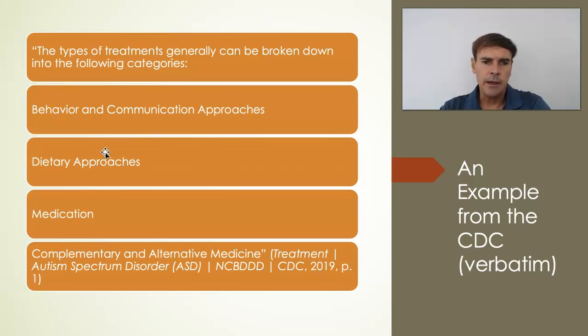So this is what the CDC have to say about autism, and of course there are other sources you could look at that are government-sanctioned approaches, spokespeople for the government, medical agencies, and so on. But the CDC encapsulates a lot of that type of thinking with respect to the medical model and evidence-based treatment, and they describe autism treatment as primarily behavior and communication, dietary approaches, and medication, and then CAM approaches.